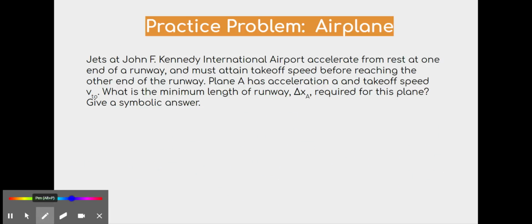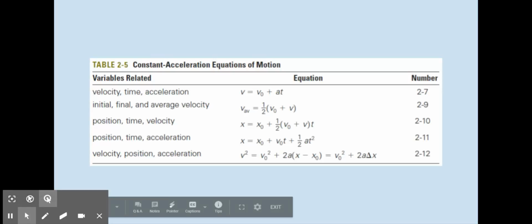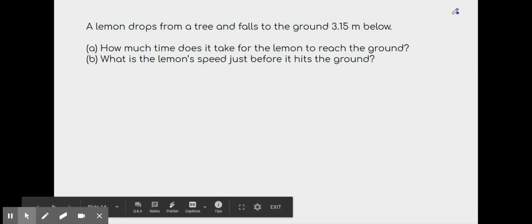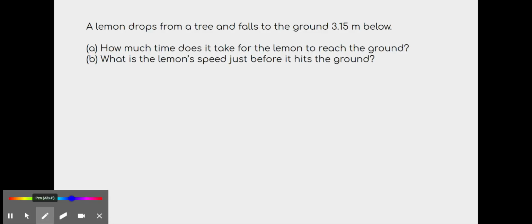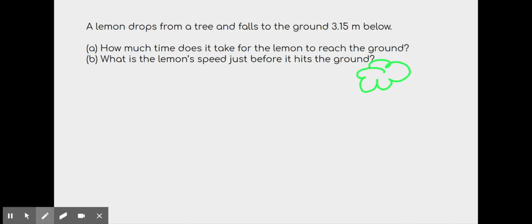And the last problem. We're almost there, guys. Okay, this is just a reminder of your equations of motion in case you have been confused as to where they're coming from. And finally, we're going to look at a free fall problem. So a lemon drops from a tree and it falls to the ground, which is 3.15 meters below. Here is our beautiful tree. And there we go. We have the lemon up here and it's going to fall. And that fall is 3.15 meters.